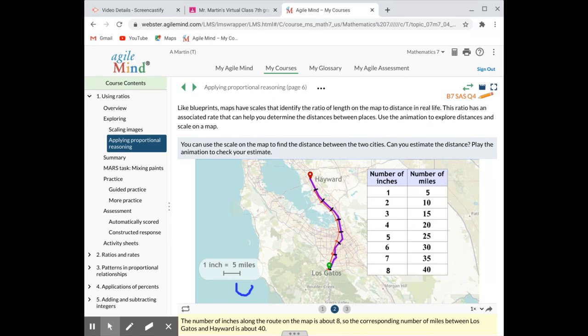So looking at this, the distance from Los Gatos to Hayward was how far? 40 miles. Good job. So it says the number of inches along the route on the map is about 8. So the corresponding number of miles between Los Gatos and Hayward is about 40 because they did 8 multiplied by what number? 5. Good. And so this actual table is in your book. So I would suggest that you fill that book out right now, Akira.